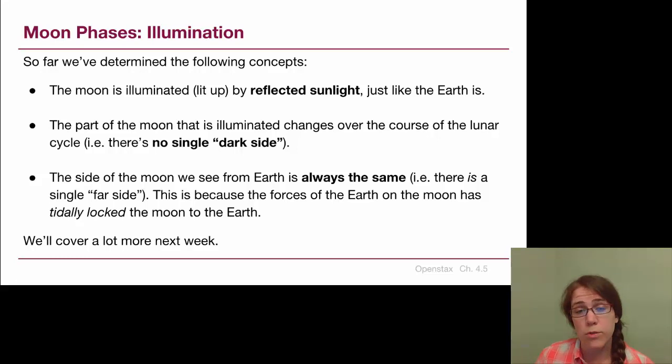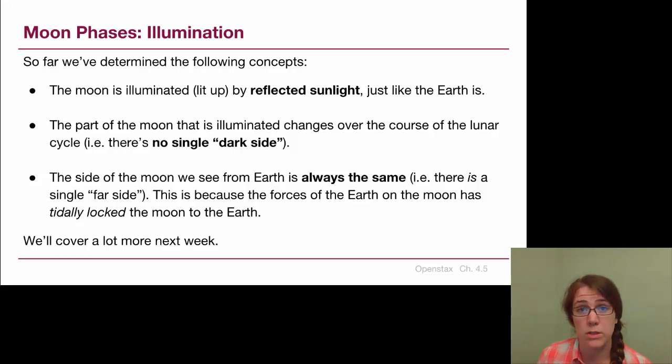Then we confronted the fact that the part of the moon that is lit up, the part that is experiencing daytime at any given point when we're looking at it, changes over the course of the lunar cycle. It's not a 24-hour change, but it is a change. So that means there's no single dark side of the moon. But we also figured out that the pattern that we see when we look up at the moon is always the same, which means there is a single far side of the moon.